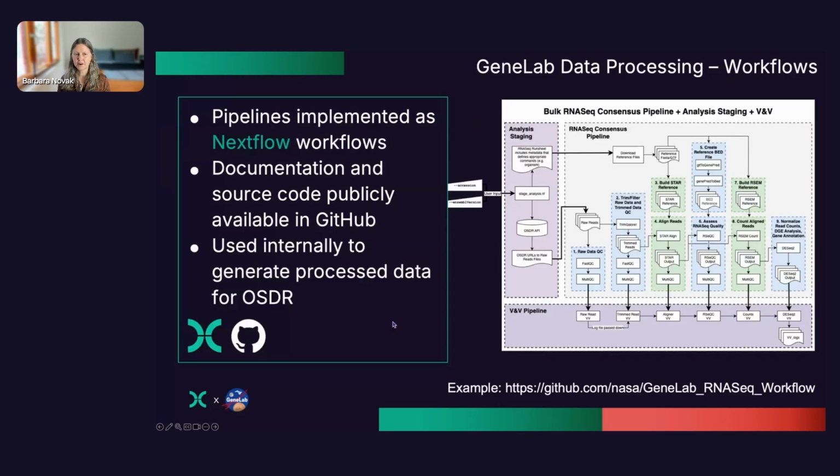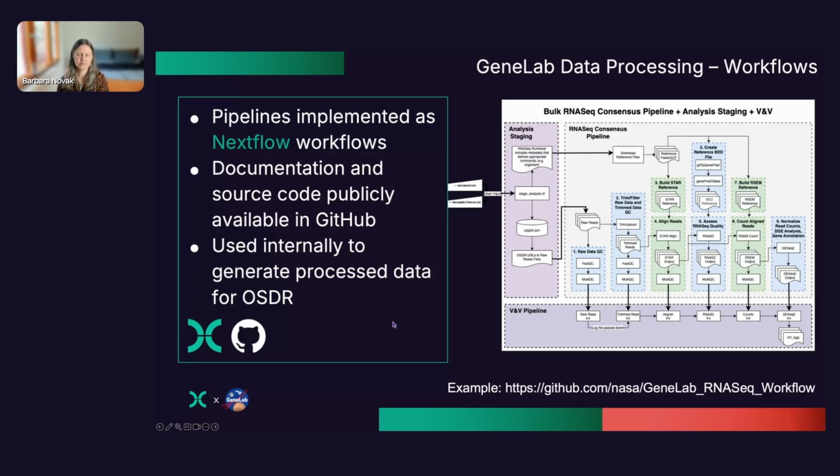Once we have pipelines defined and we've agreed with our community that that is how we should be processing the data, we implement those pipelines as Nextflow workflows. The documentation and source code is also publicly available in GitHub. At the moment, we're in a transition period where we are moving that workflow code out of that one main documentation directory at GeneLab data processing into separate repositories for each different assay workflow.